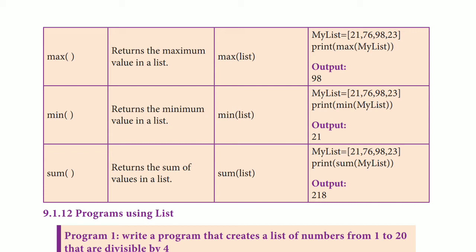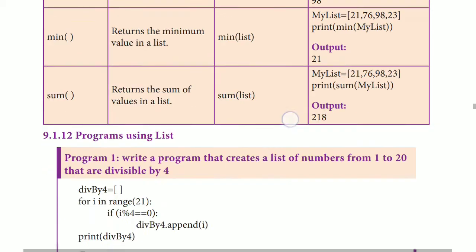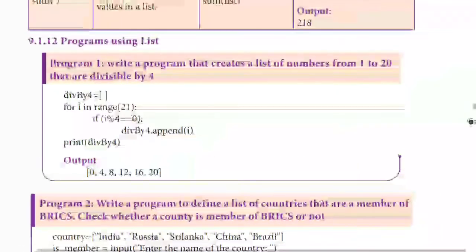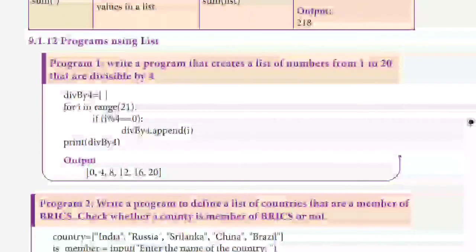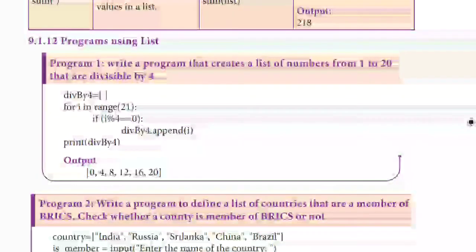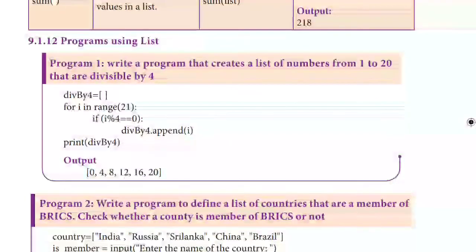Here there are some example programs using list concepts in Python. The first one is: write a program to create a list of numbers from 1 to 20 that are divisible by 4. So, creating a list of elements from 1 to 20 which are divisible by 4.